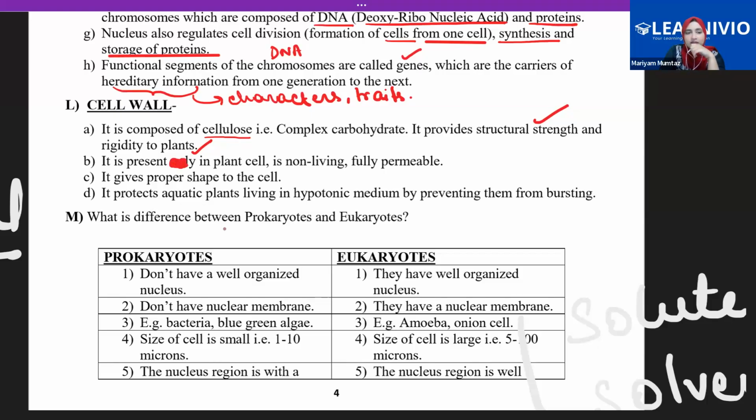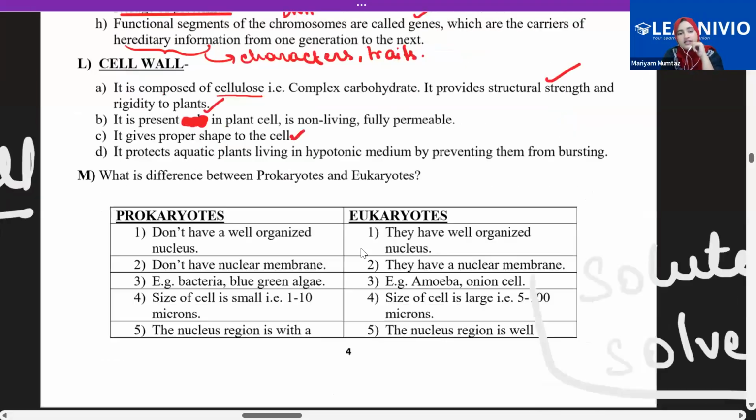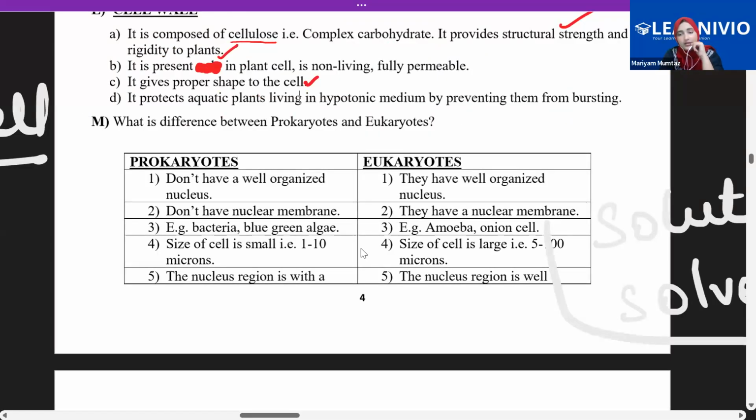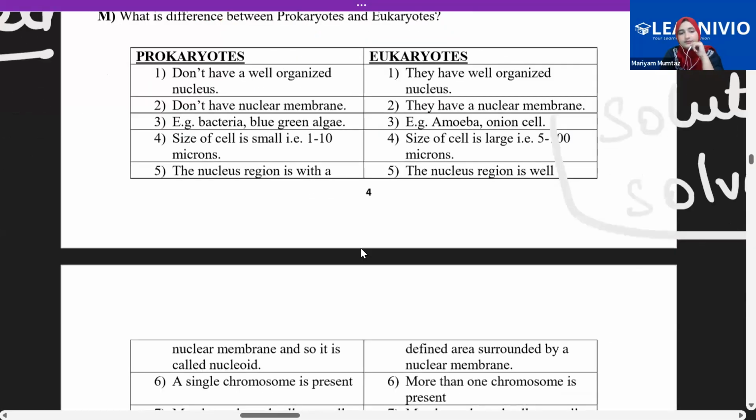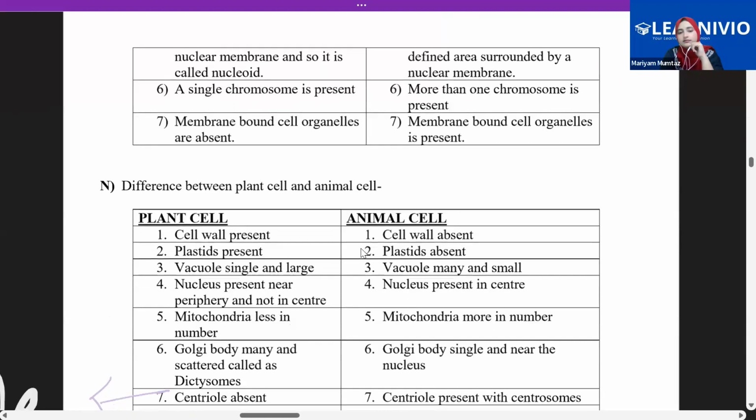Okay, you don't write "only." But it is absolutely absent in the case of animals. It gives a proper shape to the cell and it doesn't let the cell burst or collapse. Now we have also seen the differences between the prokaryotes and the eukaryotes. Any doubts up until now?